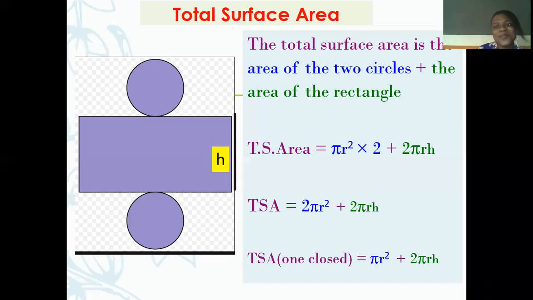What do you think the formula would be for the total surface area? Let me tell you now, you can listen to what the answer should be and see if you were right. Now, if both ends are open, it means there is no circular face. It simply means that all we have is a curved surface. So it's just going to be 2 pi r h. It's almost as if you're finding the curved surface area. So you don't have any circular face, so it's just going to be 2 pi r h.